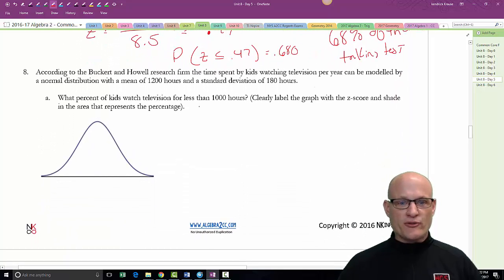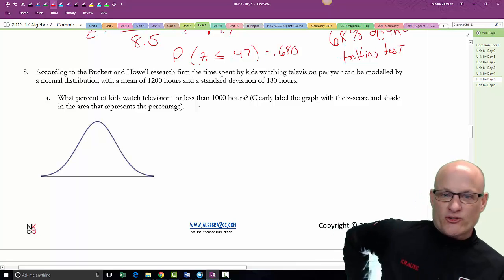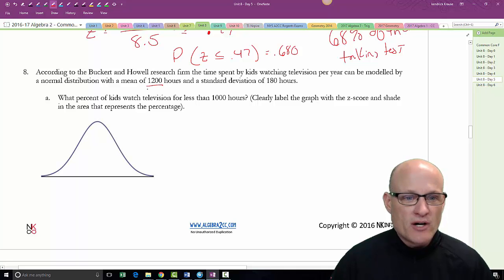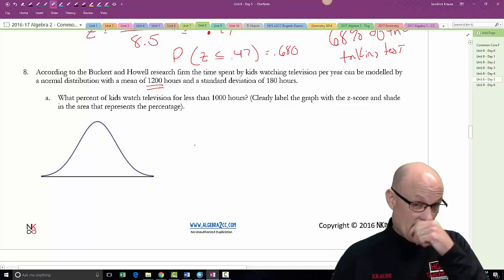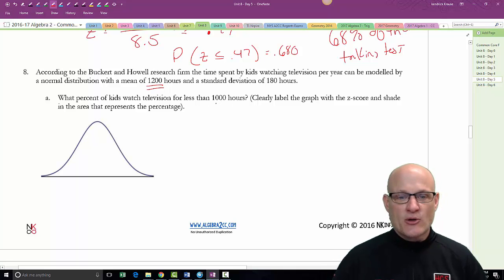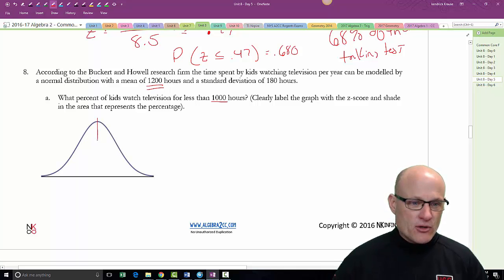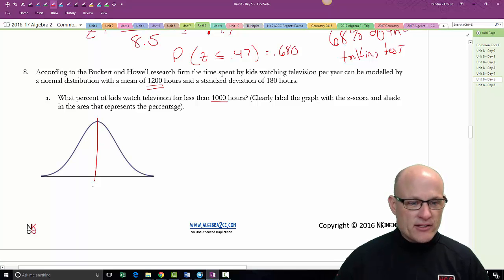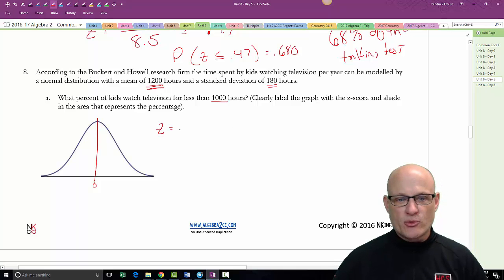According to the Buckert and Howell research firm, the time spent by kids researching or watching television per year can be modeled by a normal distribution with a mean score of 1,200 hours. What percent of the kids watch less than 1,000 hours? So what we're going to practice doing is labeling our diagram. So we've got an X bar. This is my Z score of 0. So what we're going to do is convert this to a Z. We've got a mean of 1,200 hours and a standard deviation of 180 hours. So we're going to turn this into a Z score.